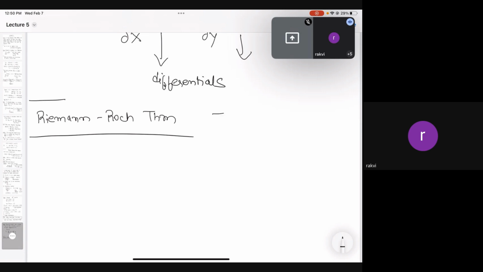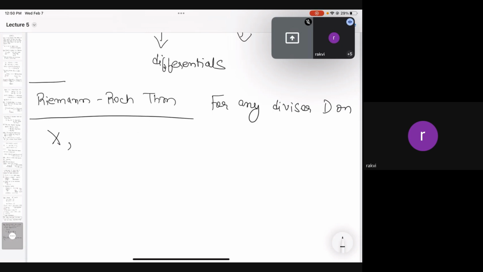It states that if we have any divisor D on X, the following formula holds. So what's the formula? If we take L of D, which was the dimension of the space associated to D, this dimension is degree of D minus g, where g is the genus of my curve. I have not defined this yet, but let's hold that for a second. It's a positive number, plus 1.